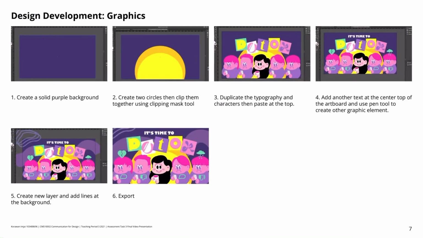Next is the final work. First step is to create a solid background. Then, use the Shape tool to create two circles and fill with yellow, then clip them together. Next is to copy the works that had been done before and paste them at the top. Then, add some other text at the top and other graphic elements. Then I create a new layer and add lines at the back. Finally, export the work.